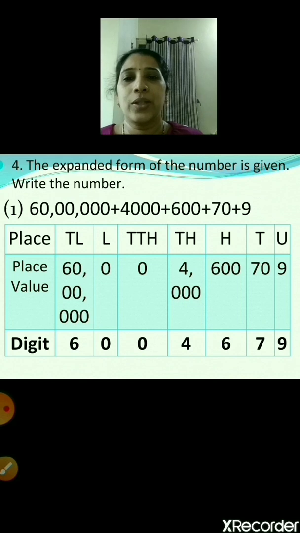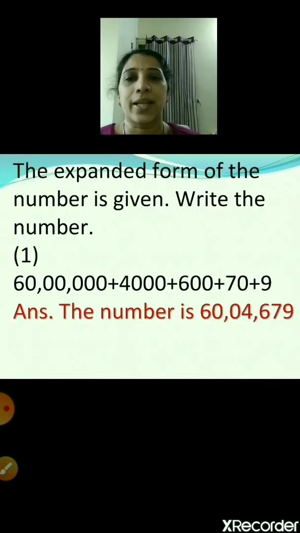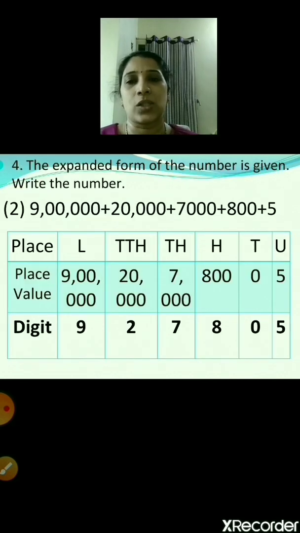So when you write the answer, the number is 60 lakh 4,679. So, understood, children, how you are going to write it? 60 lakh 4,679. Let's move to the next one.